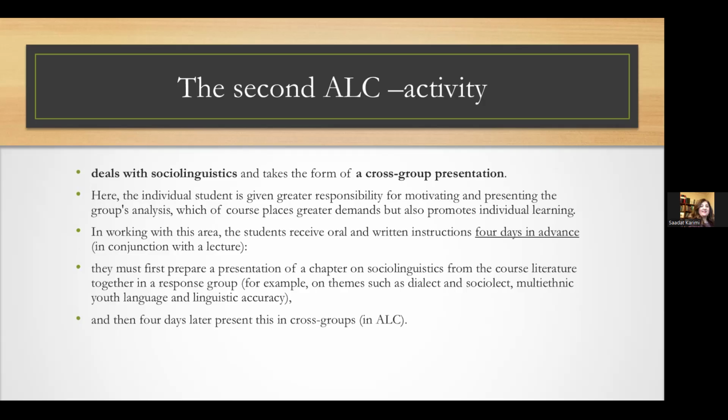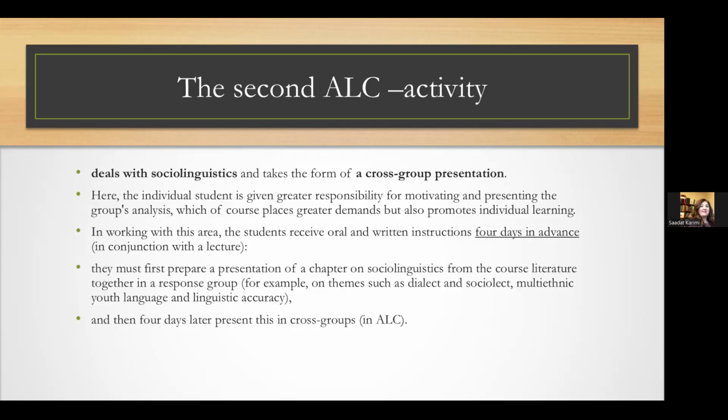The second ALC activity deals with sociolinguistics, and takes the form of a cross-group presentation. Here, the individual student is given greater responsibility for motivating and presenting the group's analysis, which of course places greater demands, but also promotes individual learning.